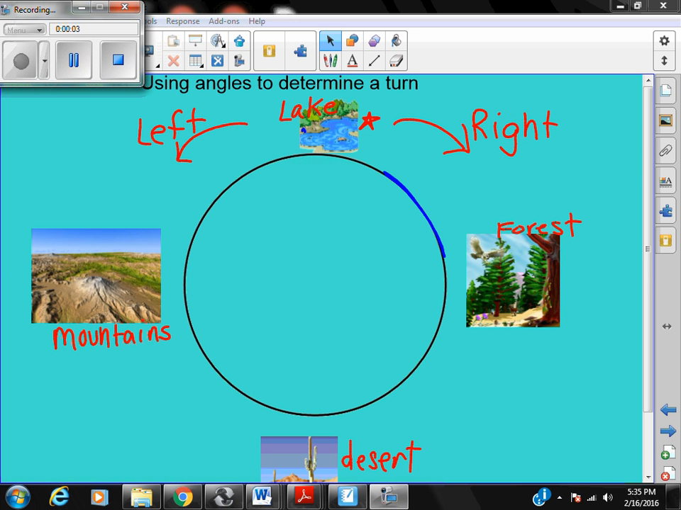Using angles to determine a turn. Today we're going to talk about turns of a circle, the degree of the angles, and the fraction of a turn that we've made. So, all angles are based on a circle.